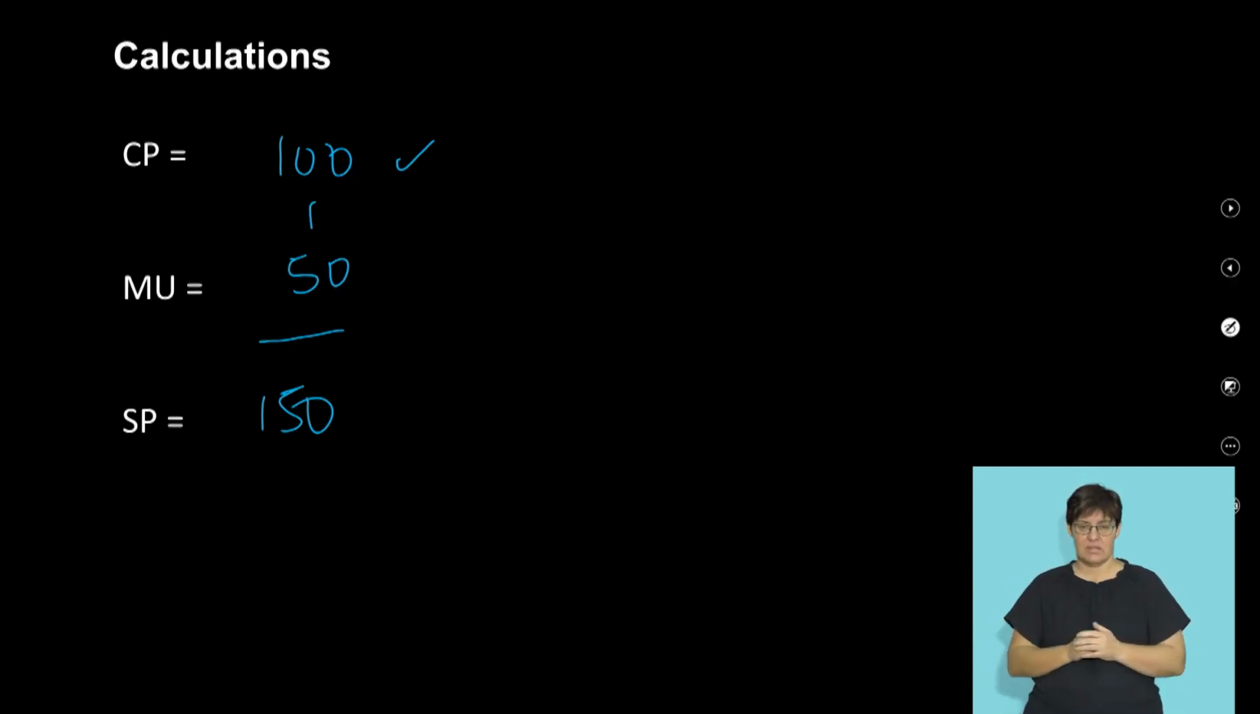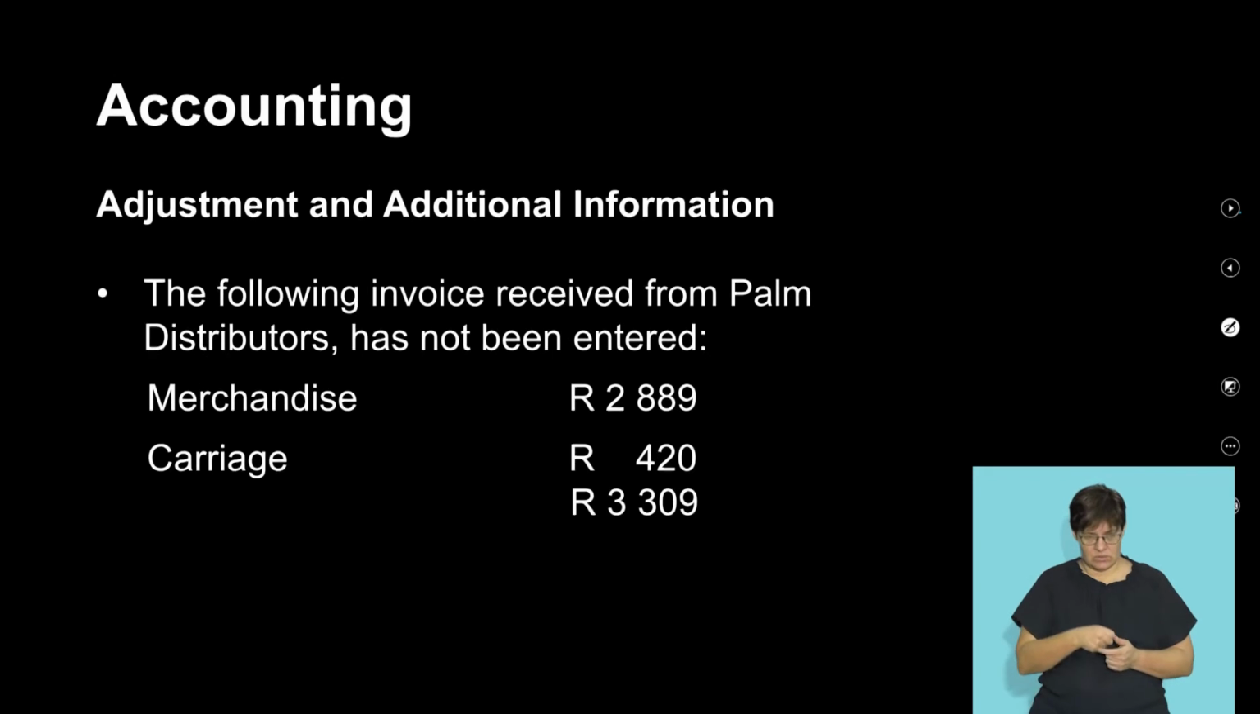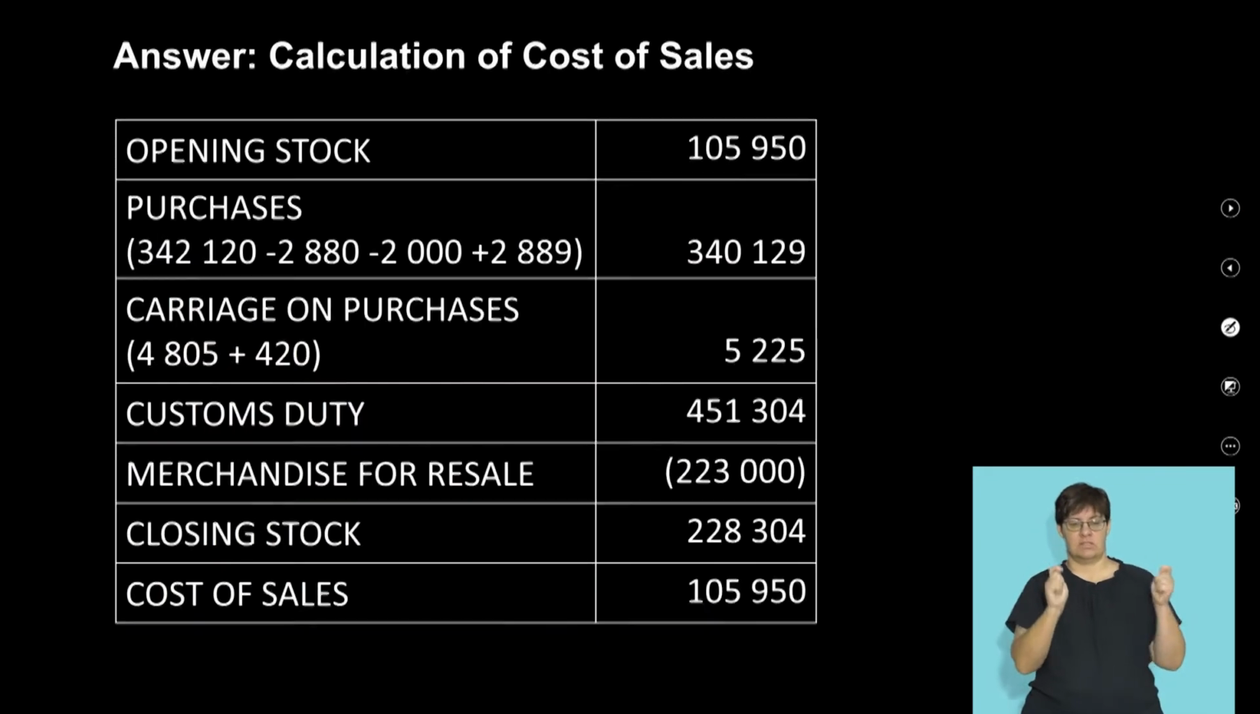Add the two, cost plus markup will give me my selling price. Okay, so now I'm told the physical stock take showed me that was my balance of stock. The owner took goods with a selling price of 3,000 Rand for his personal use. No entry was made.